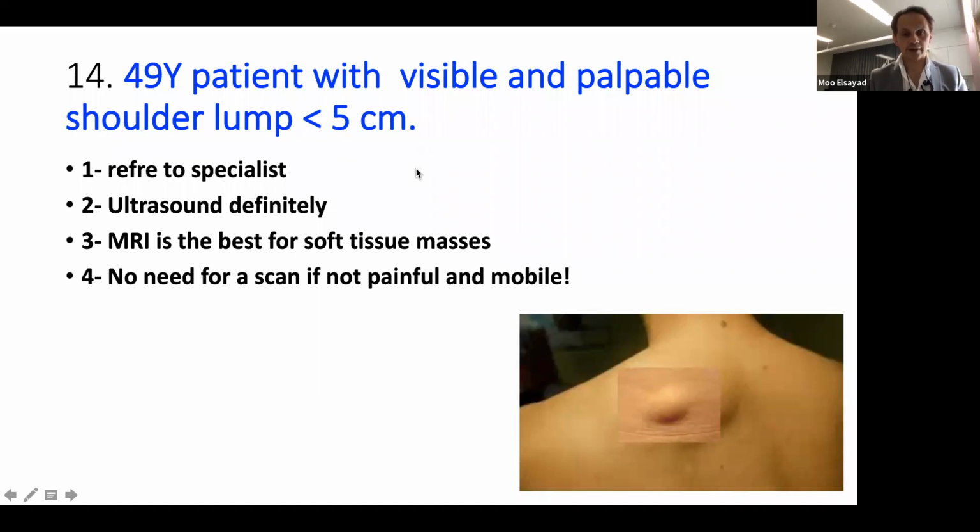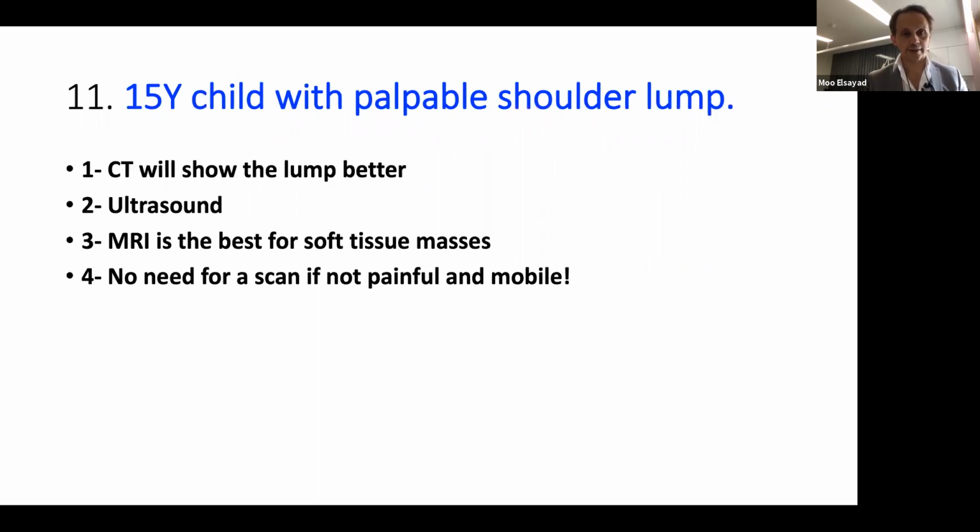Another lump, less than 5 centimeter. Can you guess? Yeah, 2, perfect. I think you all got this one 100% right. Less than 5 centimeter, do ultrasound first, full stop, perfect. Unless, of course, you've got red flag items. A 15 years old child with a palpable shoulder lump. Again, we should go quickly on this. Perfect. I'm not going to stop too much. Yeah, you're all getting it perfectly right. Excellent. Amazing learning curve. Perfect.